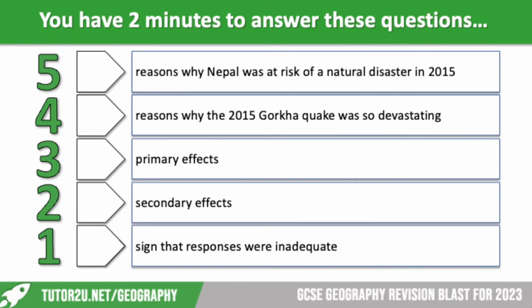Okay, so this time we're actually looking at the Nepal earthquake, which lots of you do as a case study. If you've done a different one, you can obviously tailor your responses to that. So why was Nepal at risk of natural disaster in 2015? 5 reasons. 4 reasons why the 2015 Gorkha quake was so devastating. 3 primary effects, 2 secondary effects, and 1 sign that responses were inadequate. So 2 minutes, but again, if you need more time, you can pause once the music is over.